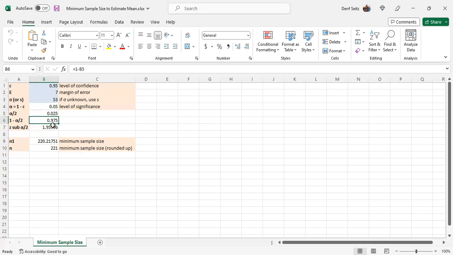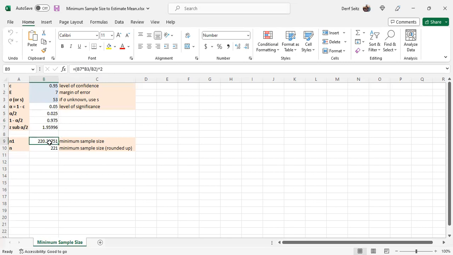area to the right of that, and then z sub alpha over 2 uses the norm inverse, using this value here of 1 minus alpha over 2 on a standard normal distribution with mean 0 and standard deviation 1. So that's a critical value.